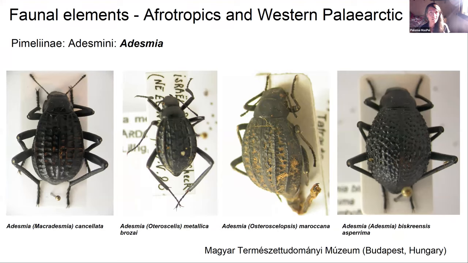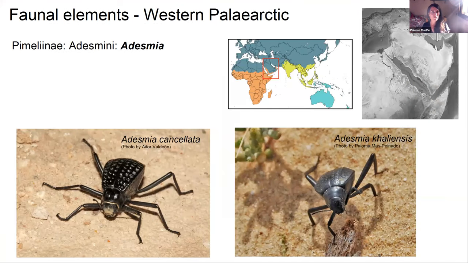Within the Palearctic region, the only representative of the tribe Adesmiini is the genus Adesmia, with 119 species and 5 subgenera: Macrodesmia, Oterostelis, Osterocelopsis, Adesmia, and also Adesmina. A few years ago, we focused our attention on the Qatari desert, where we found 2 species, Adesmia cothurnata, and the most widespread species is Adesmia cancellata.